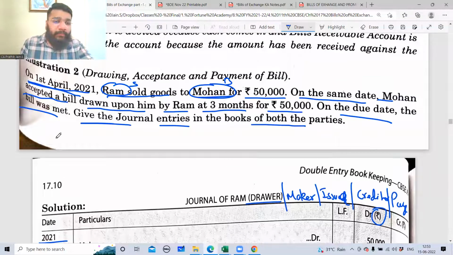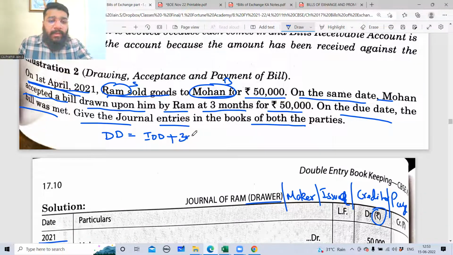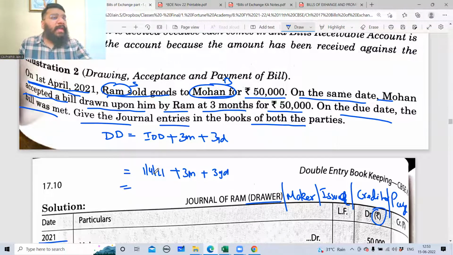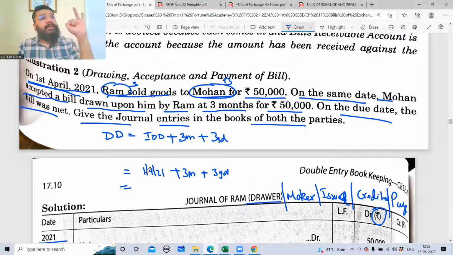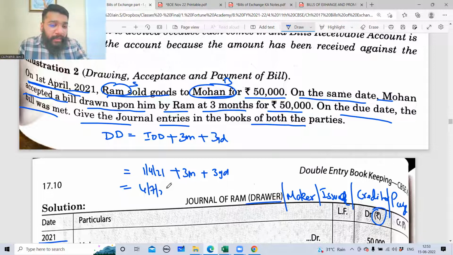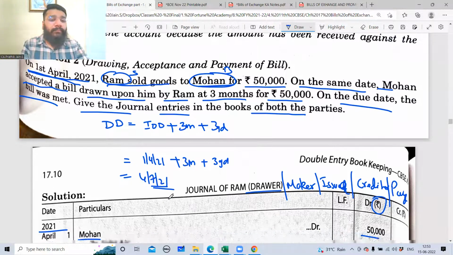Please calculate the due date. Issue date plus 3 months plus 3 grace days. Issue date is how much? 1/4/21 plus 3 months plus 3 grace days. So April, May, June, July. So 1st July. Then 3 grace days: 2nd, 3rd, 4th. So 4th July 21 is your maturity date.